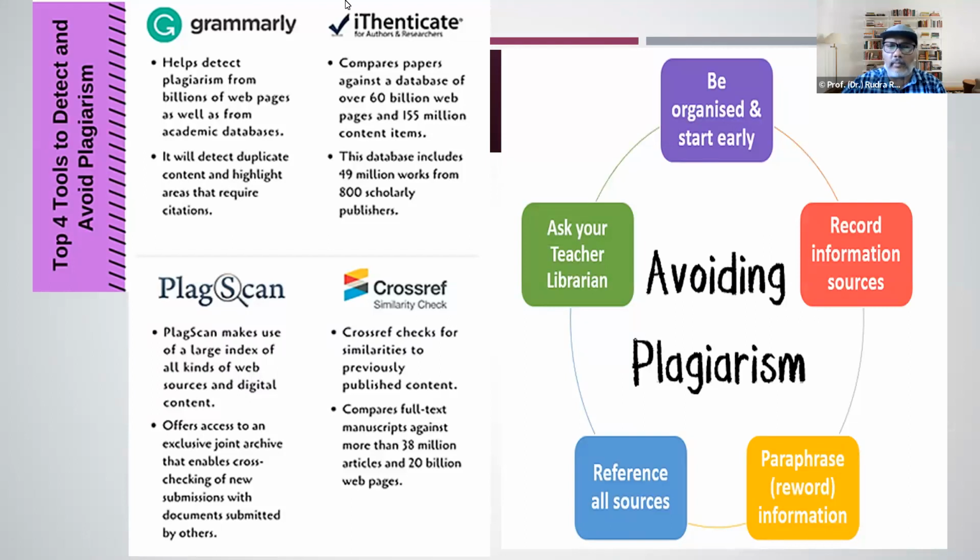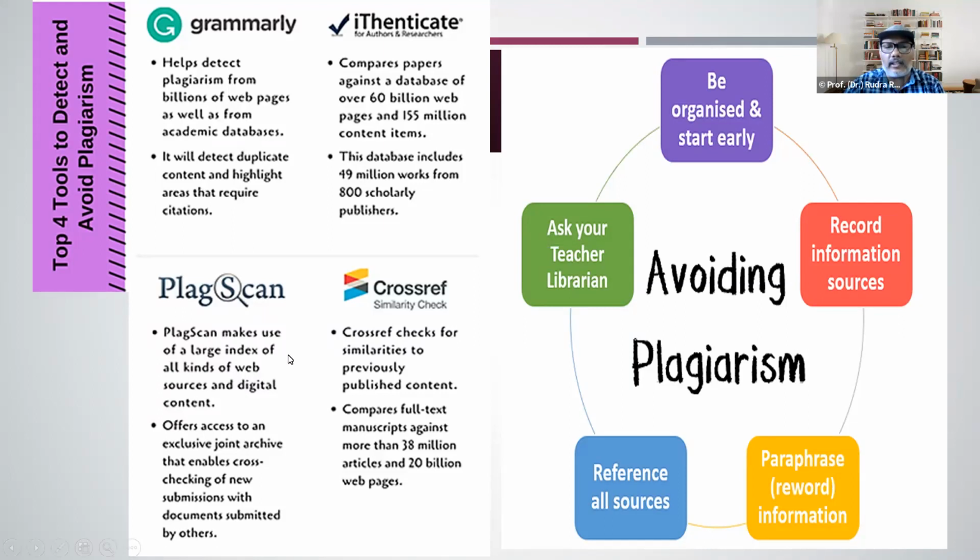So as I told you in the beginning, during the session, every software has its own strengths and weaknesses, capabilities. Strength means capabilities. Authenticate is also very strong: its database has over 60 billion web pages and 155 million content items. This database includes 49 million works from 800 scholarly publishers. So you can see the value of Authenticate for authors and researchers.